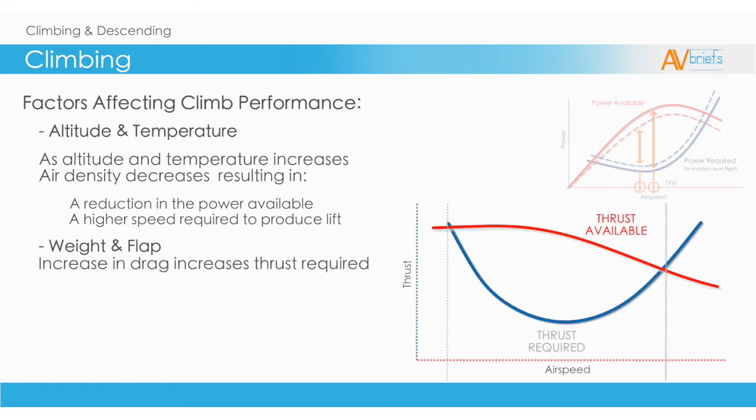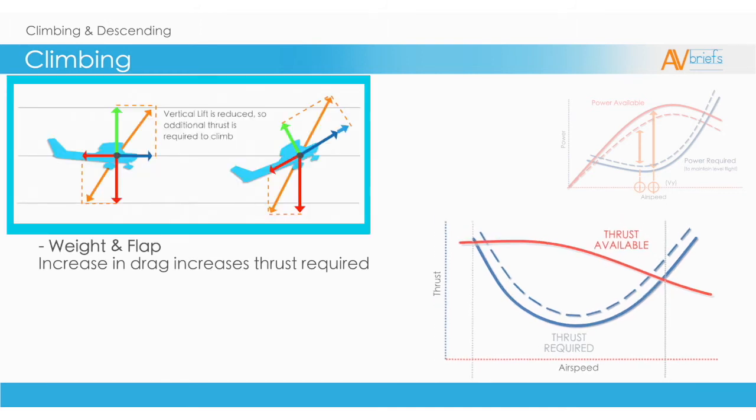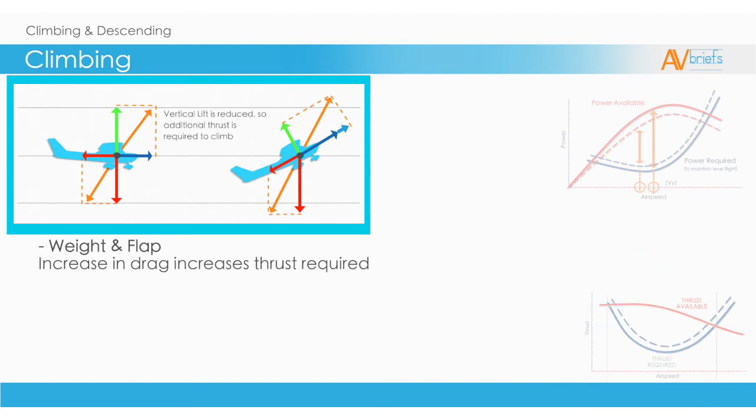Weight and flap. The increase in drag caused by the addition of flaps increases the thrust required. This can be seen back in our forces in a climb section. Additional thrust is required for a climb. So adding more drag will result in more thrust being required.